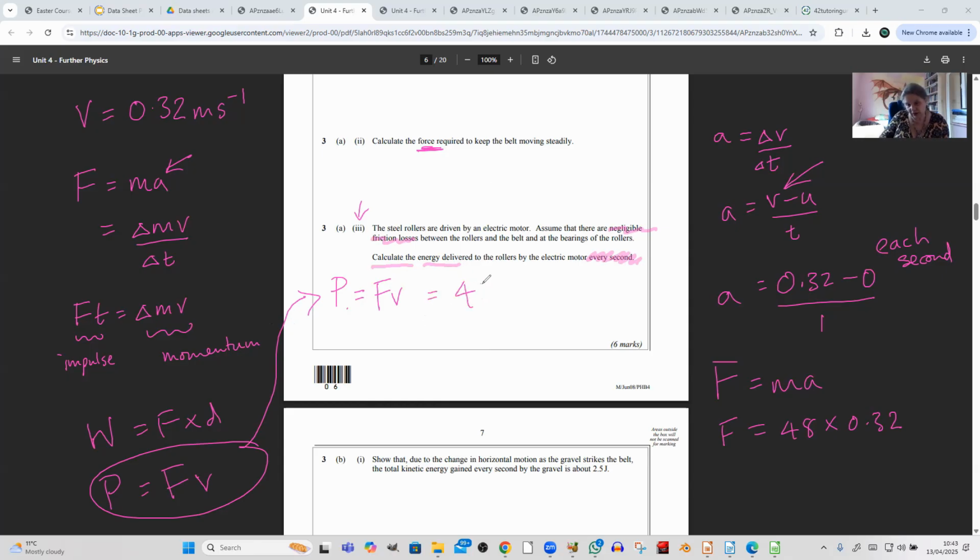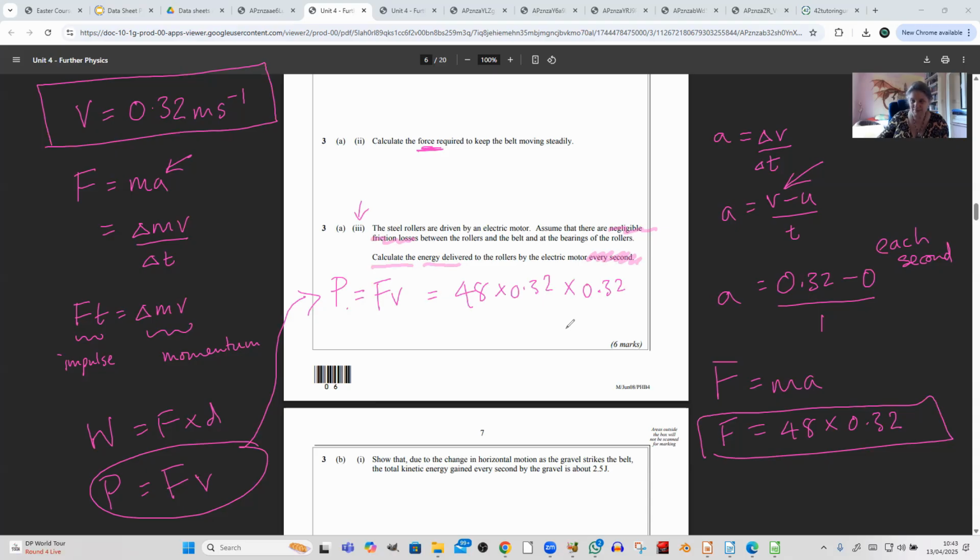So this, we didn't work it out. 48 times 0.32. That's my force. Can you see? Right, and then I'm going to multiply that by my velocity, which is 0.32 again. And this, of course, is every second. So, yeah, there we go. That one's dead easy, much easier than you think, because of the hard thinking that you did in the first 2 parts. Right, now, let's move on.